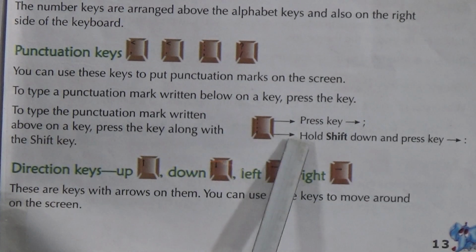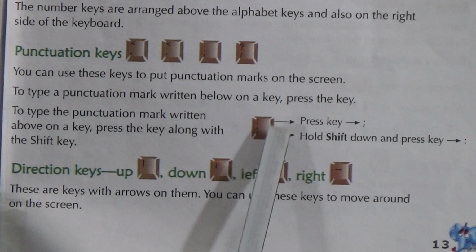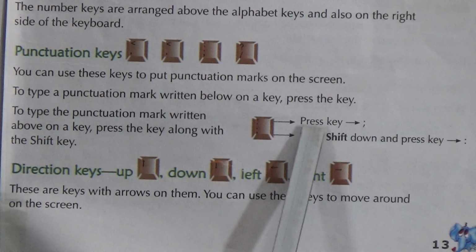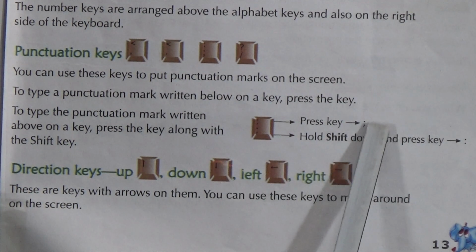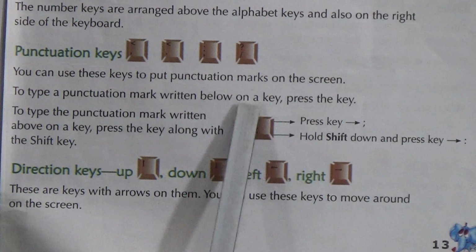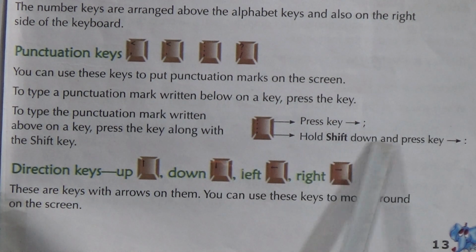Let's look at this picture. There are two punctuation marks here, colon and semicolon. If you simply press the key, the sign below, the semicolon, appears. And if you want to get the punctuation mark above the key, the colon, hold shift down and then press the key, and you'll get the colon sign.